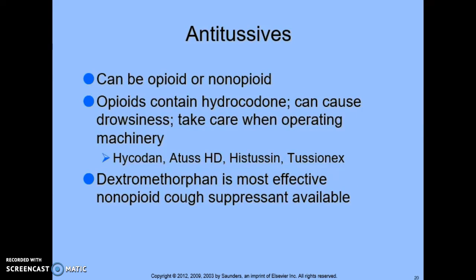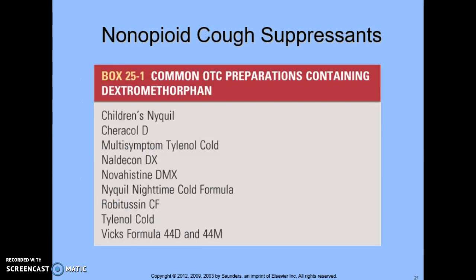Antitussives can be opioid or non-opioid. Opioids contain hydrocodone and can cause drowsiness, so it's important that the patient know to take care when operating machinery. Also with opioids, we can have vomiting, and so it's important to make the patient aware or check if they've ever had that side effect. Dextromethorphan is the most effective non-opioid cough suppressant available.